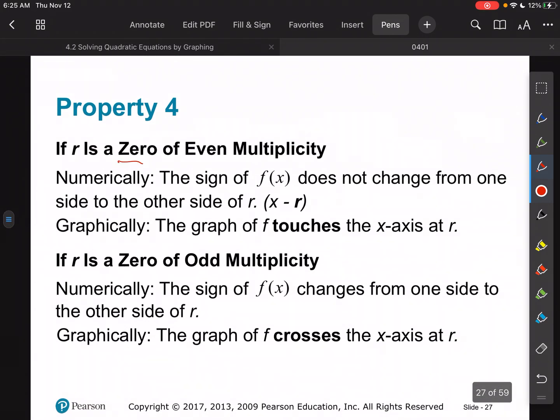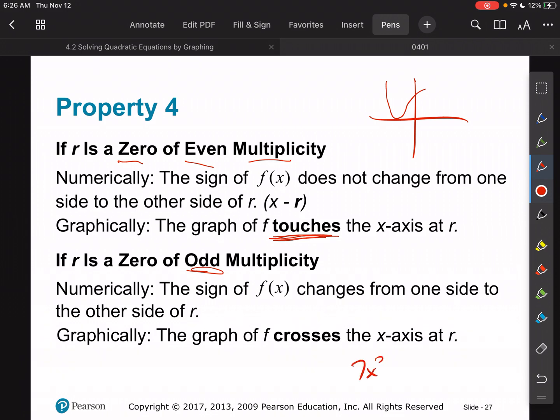If a 0 is even multiplicity, and I'll tell you why in just a second, but right now just think about the rule, then the graph is going to touch the x-axis when it's coming through, but it's not going to go through the x-axis. It's going to come down, touch, and then turn around. If it's odd, it's going to go through, because the sign changes when it's odd. So the graph will actually cross at the x-axis if the multiplicity is odd.